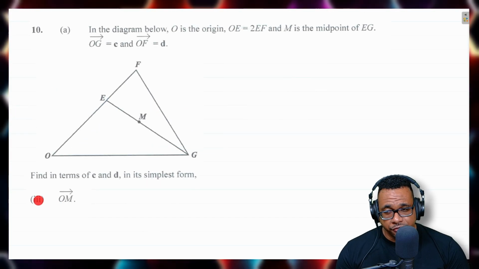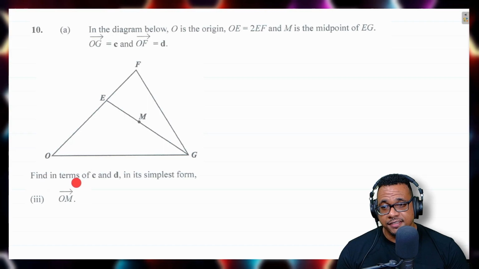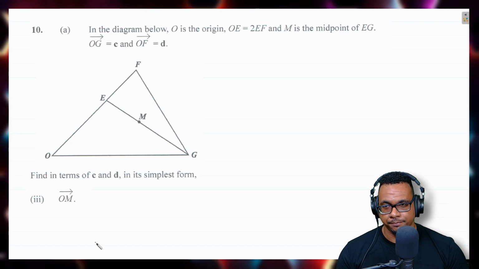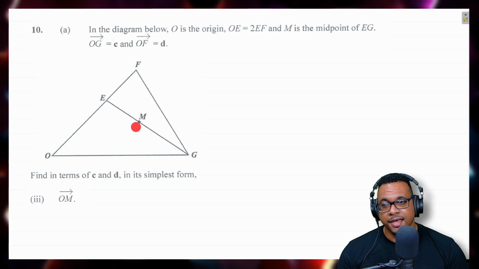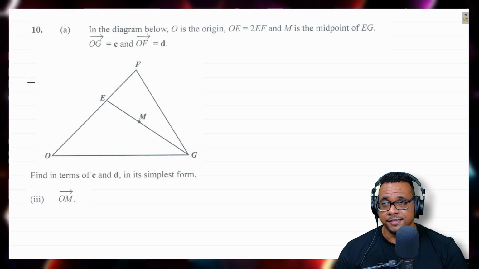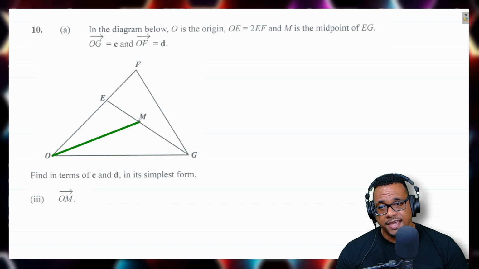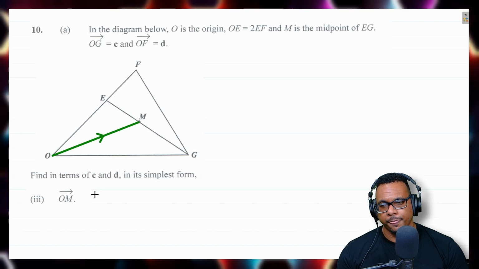So next for part 3, again, we want to find, in terms of c and d in its simplest form, the vector O to M. So that's O to M. Let's highlight that resultant vector. So this vector is pointing towards M, from O to M.